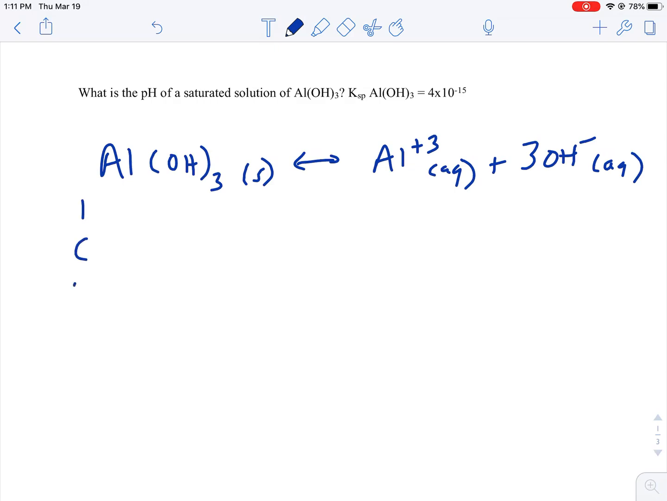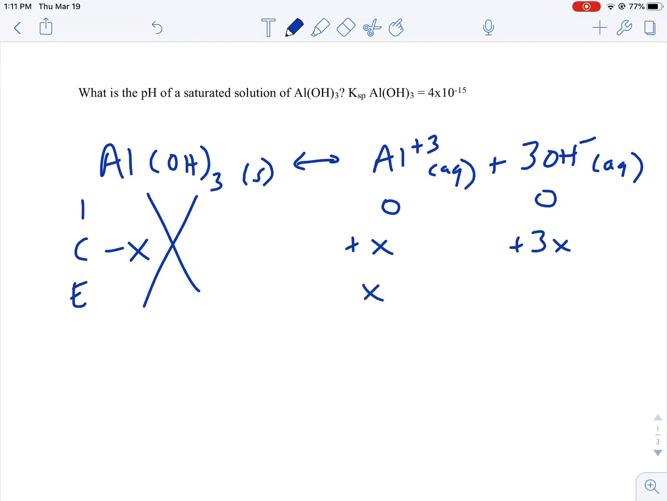So again, we're doing just a normal KSP problem, normal ICE table problem. Aluminum hydroxide is a solid, so we do not worry about it for our equilibrium. We're going to start with 0 of the aluminum ions, 0 of the hydroxide ions. Now, some of the aluminum hydroxide is going to break apart. We'll call it minus X. For every X amount of aluminum hydroxide that breaks, we'll get X amount of aluminum being produced. We'll get 3X in terms of the amount of hydroxide.